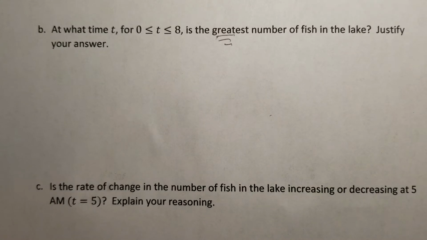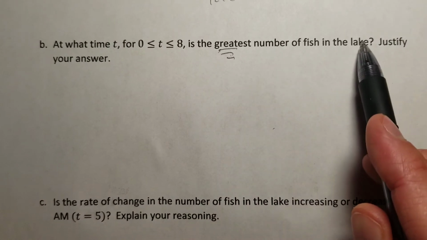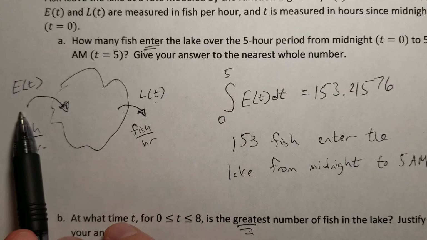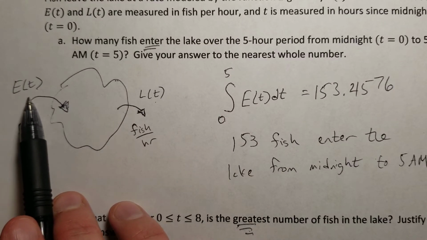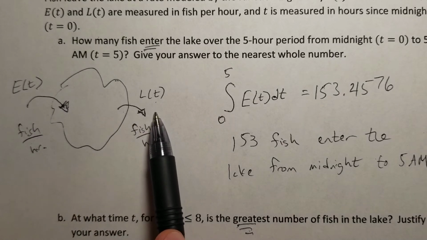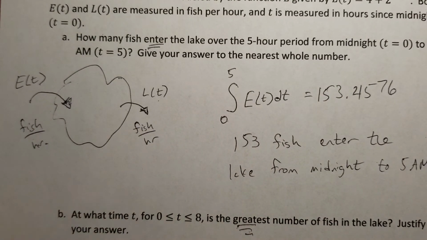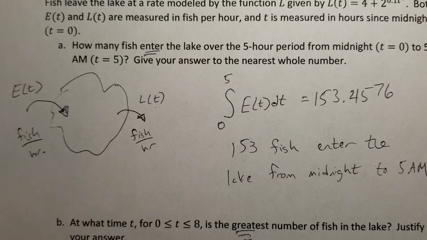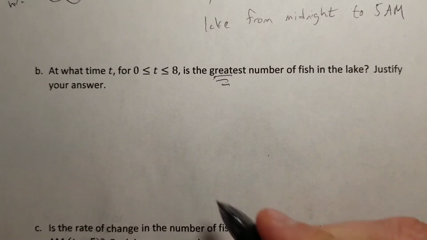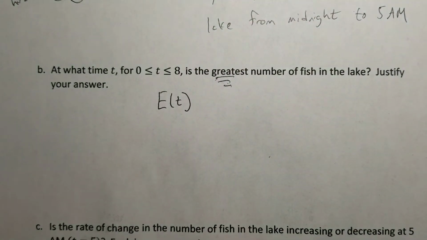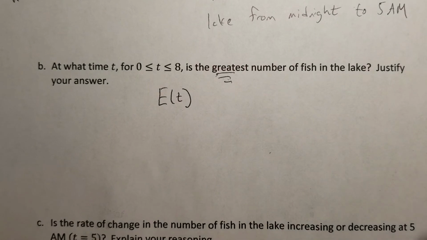So we want to know about the greatest number of fish in the lake, which means if I go back up to my picture up here, I need to consider both fish entering the lake and fish that are leaving the lake. So I have to somehow combine E of t and L of t. Well, E of t is fish entering the lake. That means I'm accumulating fish. That means that to start with, I am going to accumulate fish by E of t.